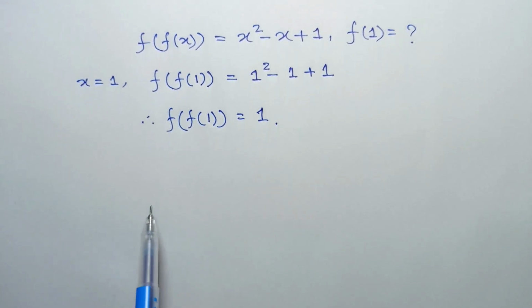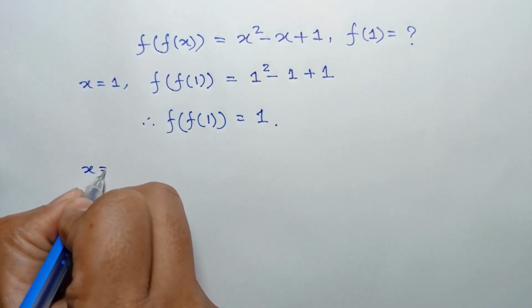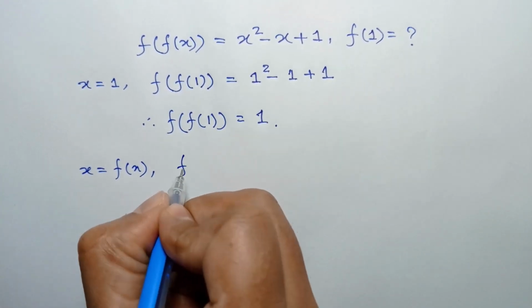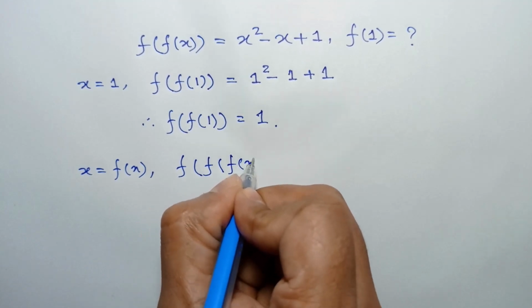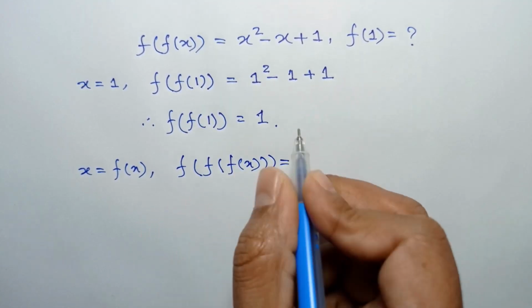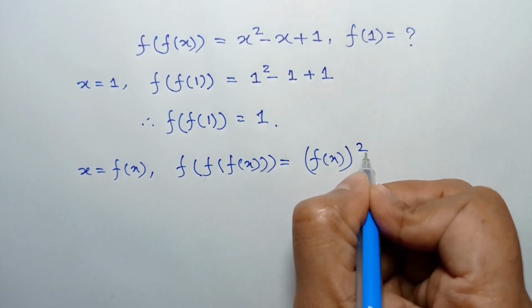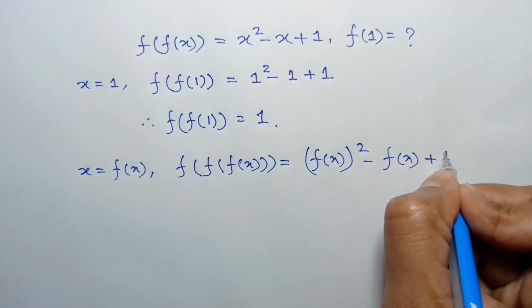Now putting x is equal to f(x) here, we will have x is equal to f(x). So we will get f(f(x)) is equal to f(x) whole square minus f(x) plus 1.